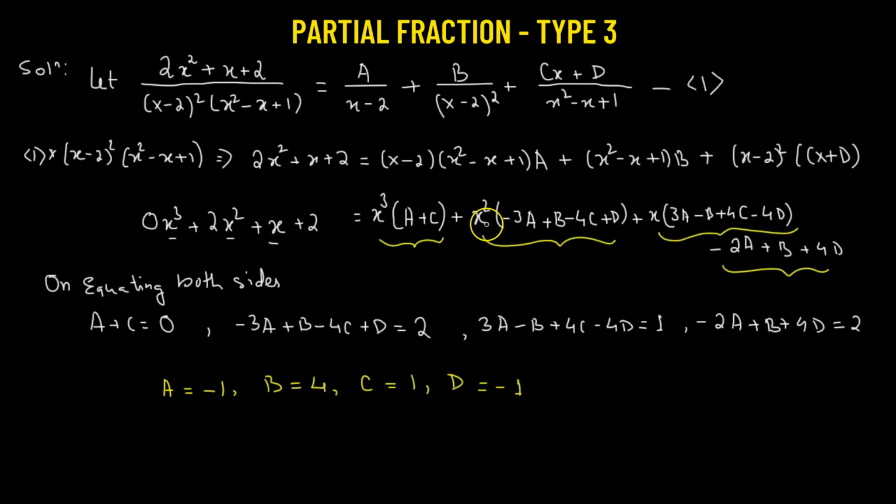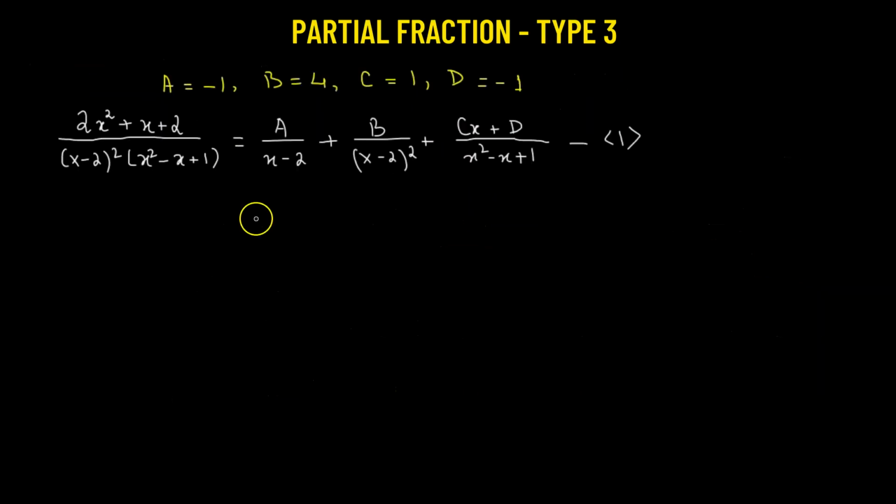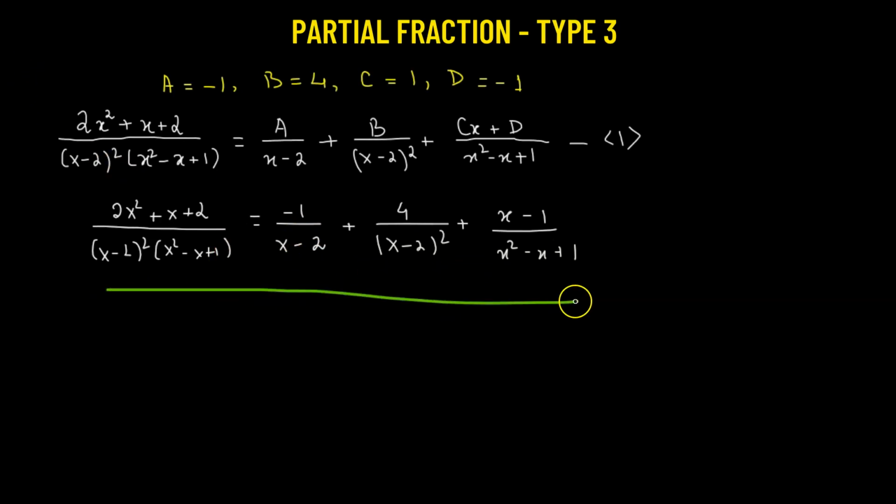Now that we have the values of A, B, C and D, we can substitute them back in equation number 1. So we have negative 1 divided by x minus 2, added to 4 divided by x minus 2 whole squared, plus x minus 1, since D is negative 1, divided by x squared minus x plus 1. This is the rational fraction 2x squared plus x plus 2 divided by x minus 2 whole squared times x squared minus x plus 1. So we have successfully resolved it into three partial fractions. This is the final value.